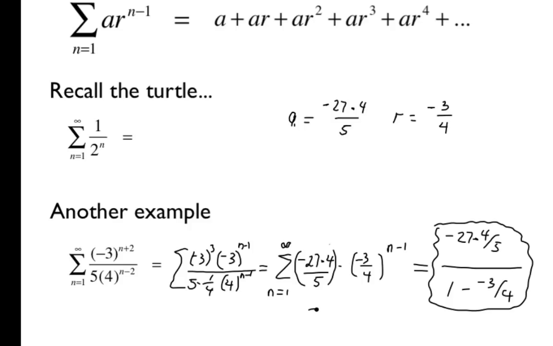Negative what? Over 35. So what is that? That's about negative 13, something like that? Yeah, negative 12, negative 13, something like that. So the more terms you add, the closer and closer you're going to hone in on this sum of negative 12.3 or whatever. Okay, questions on that example?